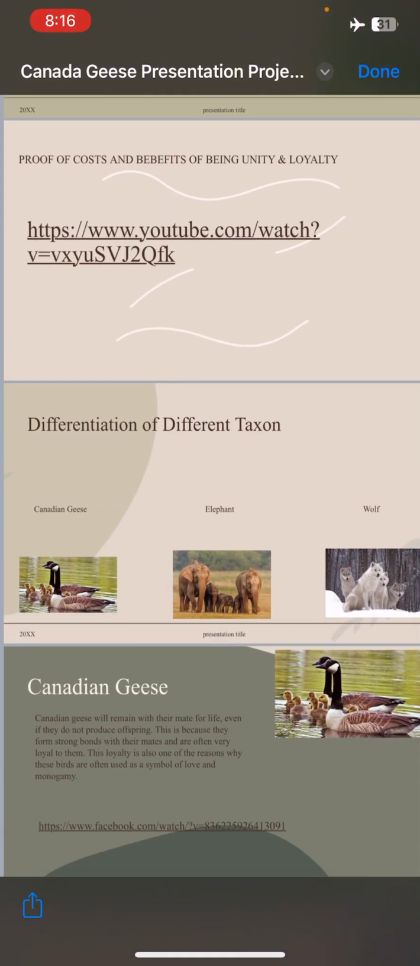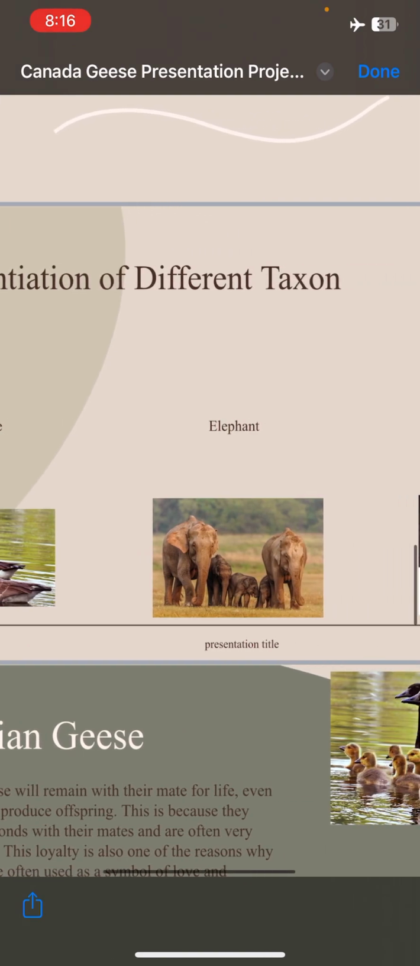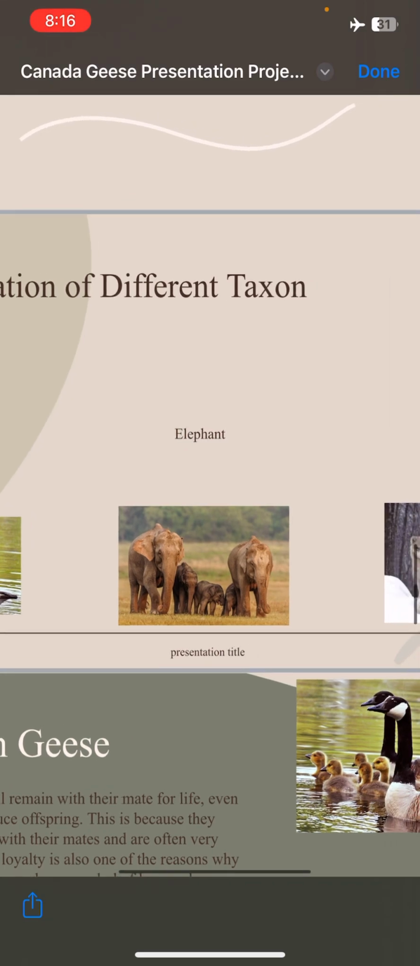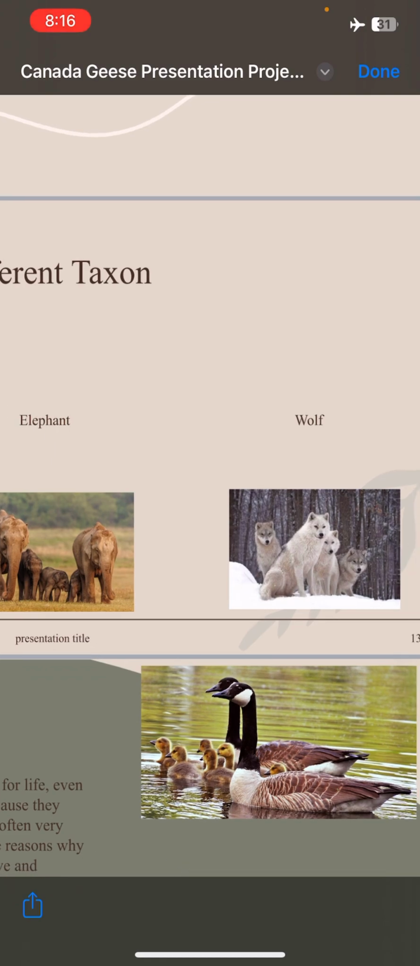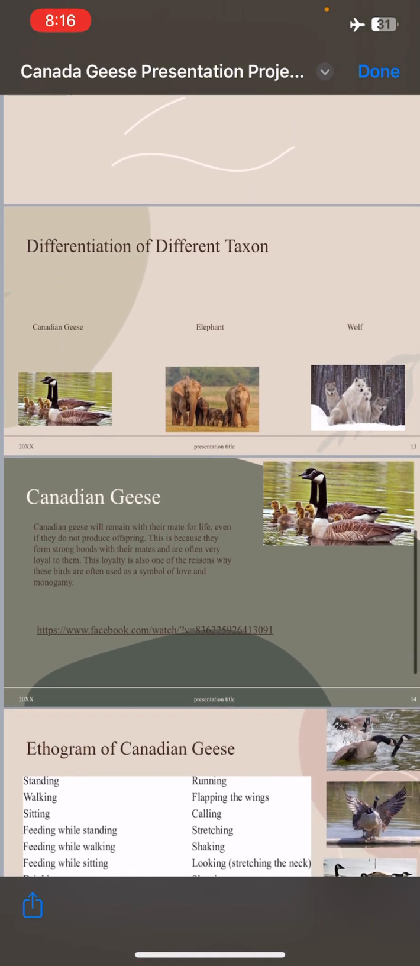And this slide is a differentiation, a different taxon. So this is my main animal, which is the Canadian geese, which literally describes all the family unity. And then I found a similar behavior animal, which is the elephant. They do the same thing. And then another one is a wolf, and they are also united as a family.